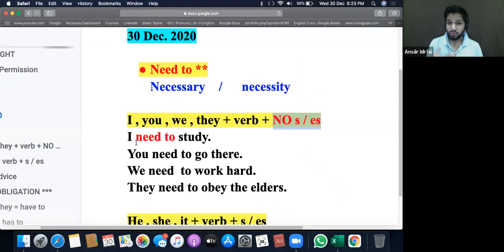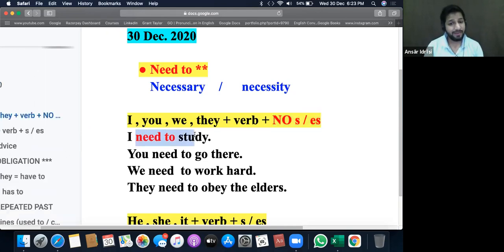Means what? We use "need to" when something is necessary, when something is a necessity. Okay, जब कोई चीज जरूरत है और कोई चीज जरूरतमंद है, बहुत ज्यादा necessity, मतलब अभी हम लोगों को उसके बिना काम ही नहीं चलने वाला है. So we can say it is really compulsory, it is kind of necessary. So I need to study, मुझे study करना ही पड़ेगा.